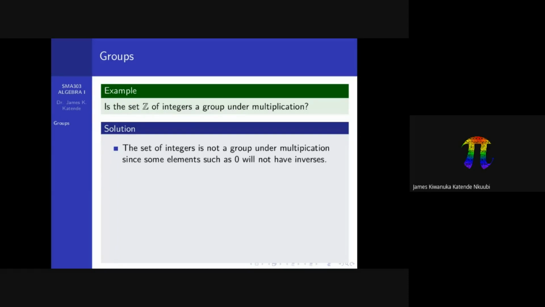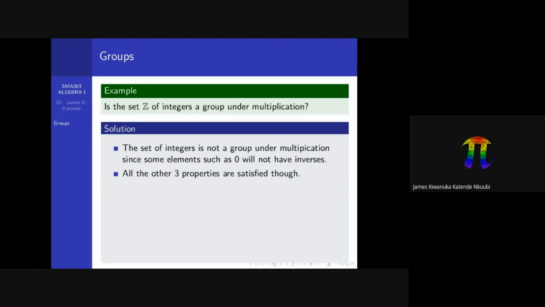The other three properties will be satisfied. If you start from the first property of multiplication, you multiply two integers, you will get another integer. Multiplication of integers is associative, and 1 acts as an identity element in this set. But now we have a problem with the last property because some elements will not have inverses. For instance, I cannot find another integer which, if multiplied by 2, will give me the identity, which is 1.